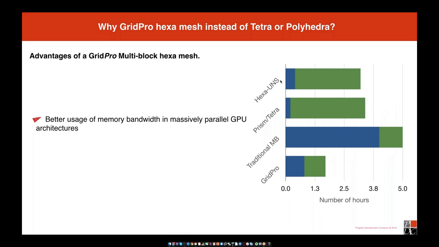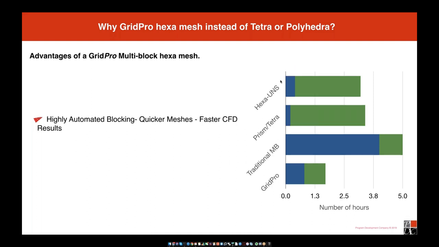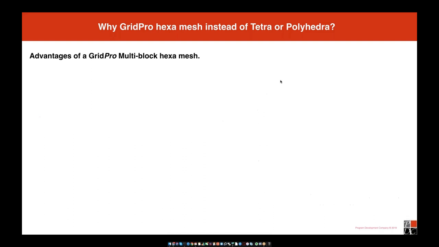Now, with respect to parallelization, every solver and all of us are looking to parallelize the codes. With respect to solvers, it uses a better memory bandwidth because it has all the connectivity tables established, which helps in efficient parallelization. And with some points which are quite exclusive to GRIDPRO, GRIDPRO has a highly automated blocking, which means you get quicker meshes and faster CFD results.